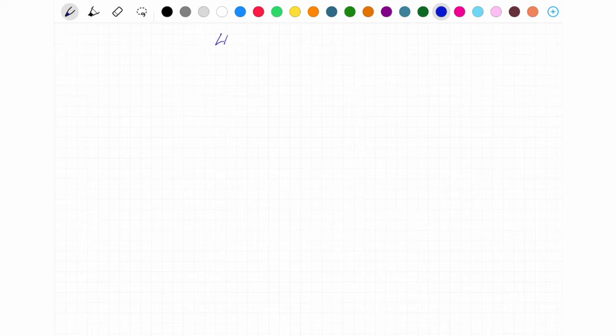Hola class! Today we are going to see how to make a linear equation from a table. And as usual, I will give you a how-to step by step, and then we'll make one example together.